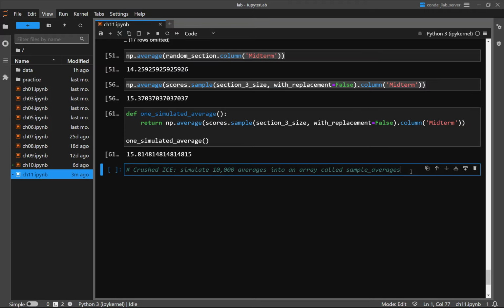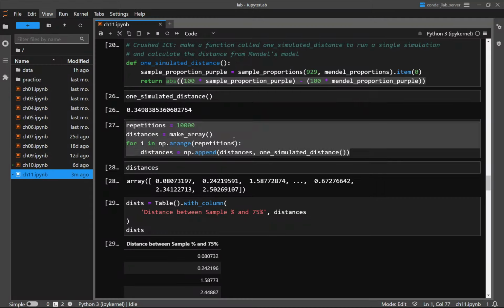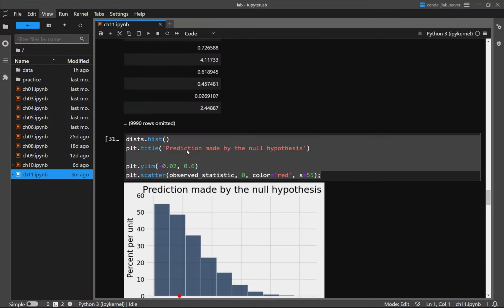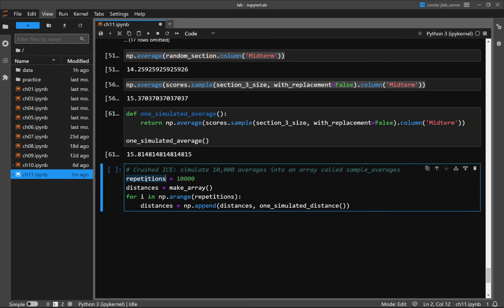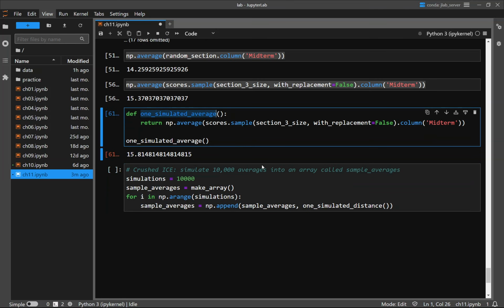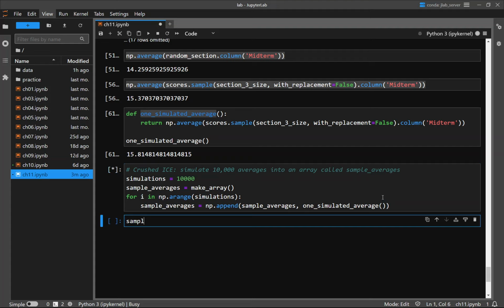Let's see here. I want to do essentially all this all over again, right? Let me try and copy and paste. Instead of repetitions, I'll call it simulations this time. It's also a simulation, you can think of it that way. Simulations, 10,000 of them. And I want to calculate not distances, but their sample averages. So sample averages is an empty array. Sample averages becomes one more with a new simulated average. Does that make sense? That's how you can get that, and that will give us a sample averages array once it finishes.